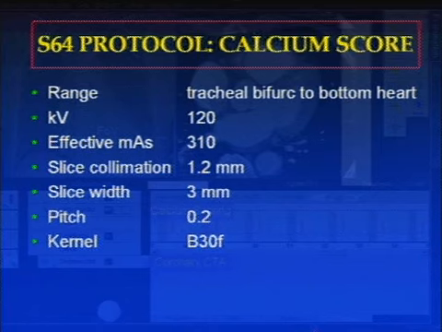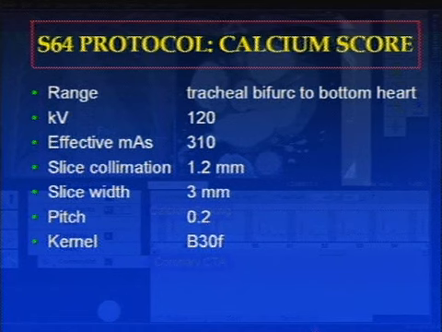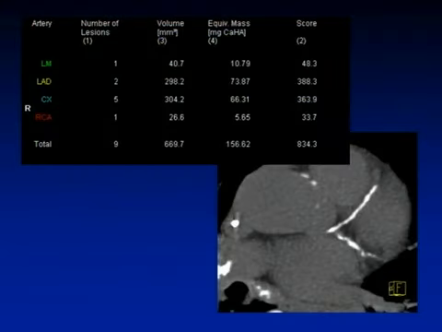In terms of the protocol, it's going to be on your CD. We normally scan from the tracheal bifurcation to the bottom of the heart. If we're imaging the bypass graft patients, we're going to scan a little bit higher, from the top of the grafts down. This is a calcium score, I'm sorry. On the calcium score, we image at 3 millimeter thick sections from the tracheal bifurcation to the bottom of the heart.